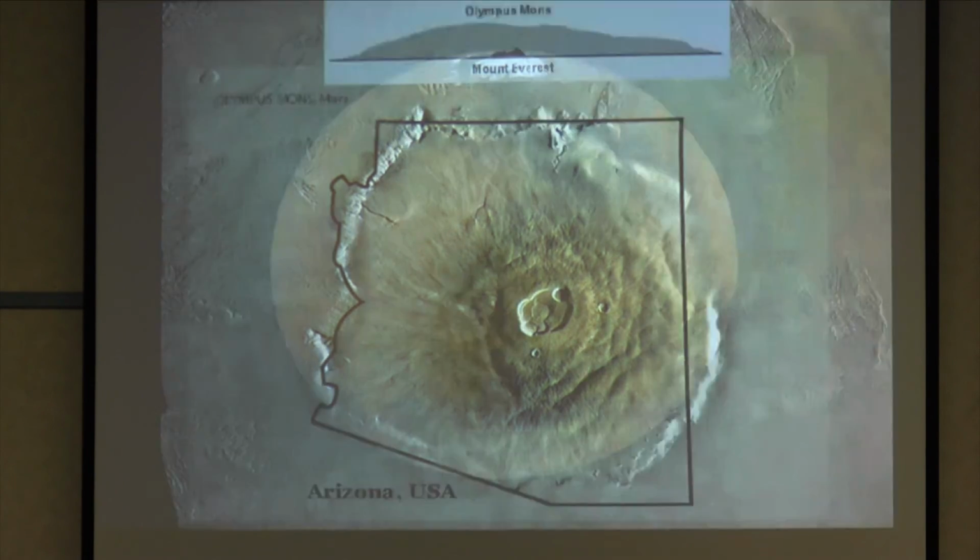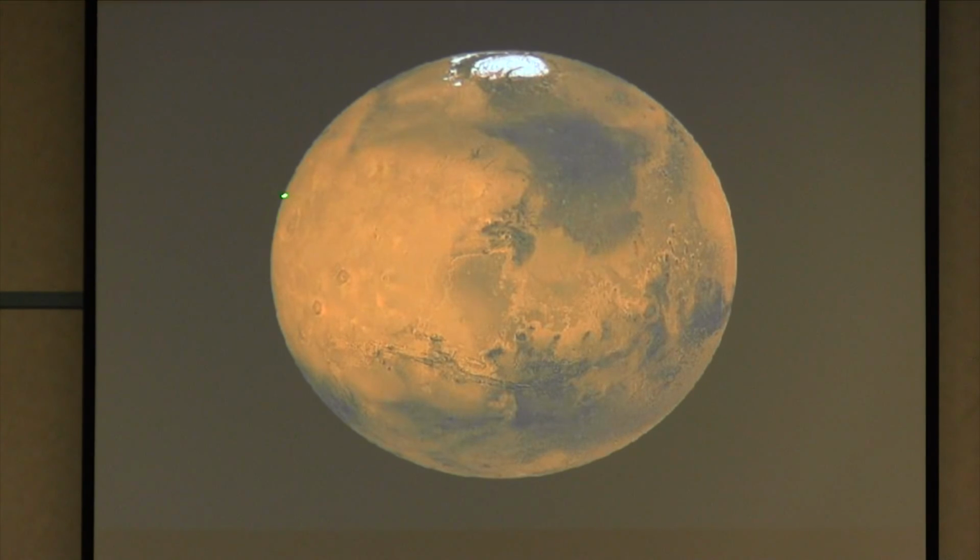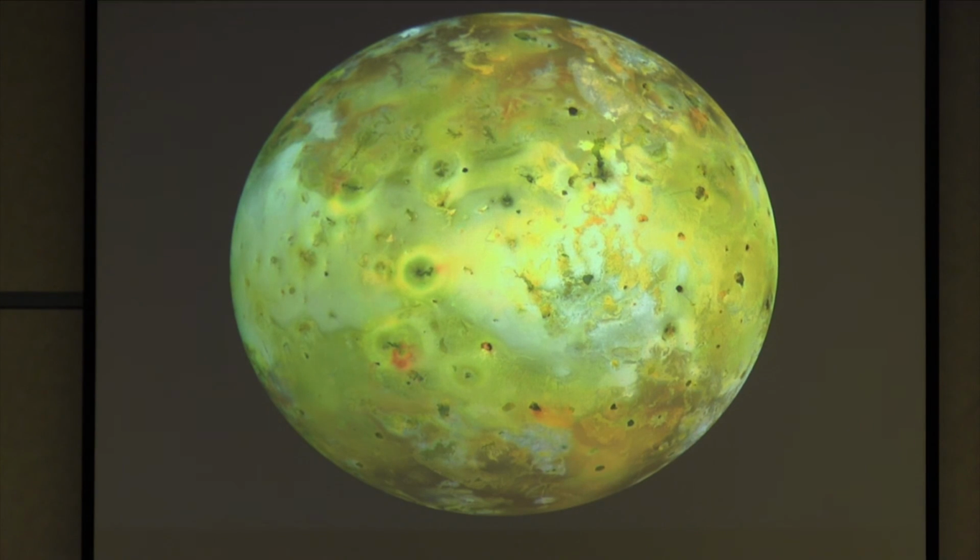Again, you can see Olympus Mons here on a global view. But of course, this is not the coolest volcano in the solar system. This may be the biggest, but the biggest isn't always the best. The coolest volcanoes in the solar system occur on Io.